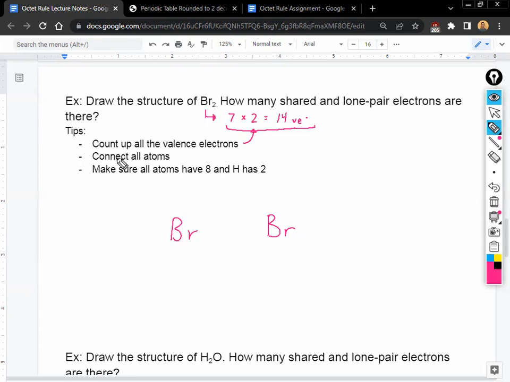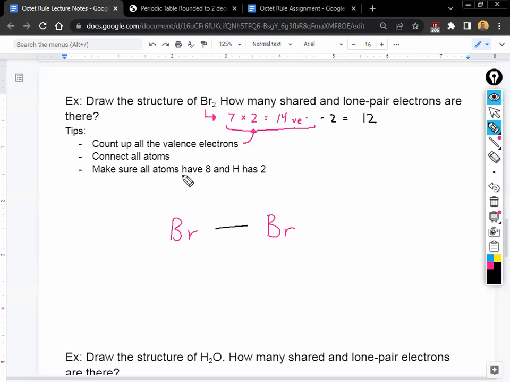All right, next we make sure that every single atom is connected with something. There are only 2 of them, so we only need to make 1 connection. If you remember, how many electrons does one line represent? 2, right? So we use 2 of them to connect them. Let's take away 2. How many electrons do I have left over? 12. We connected them, and that's why we have 12 left.